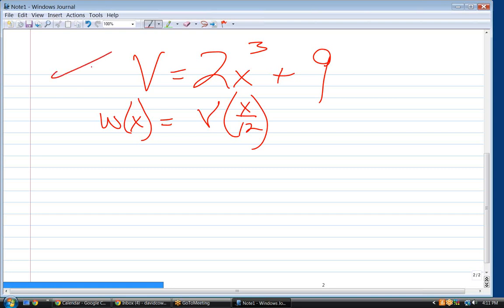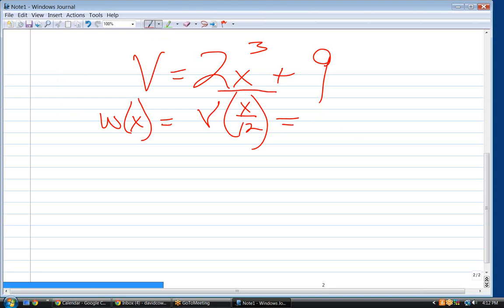Okay, did I write everything correct? Is v equal to 2x cubed plus 9, like that? Yeah. And w of x is equal to v of x over 12. Yeah. Okay. Well, let's figure out what v of x over 12 is.